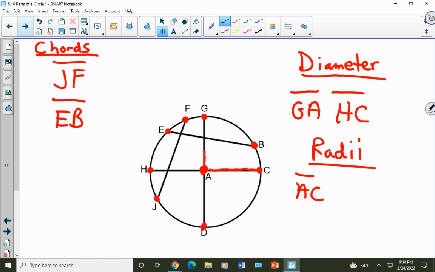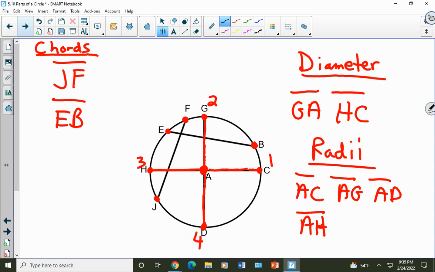How about AG? Line segment AG. And we also have line segment AD. And the last one will be line segment AH. So we have 4 radii for this circle. And if you look at the center point, how many points go out on the circle? 1, 2, 3, 4. Okay? 4 radii.